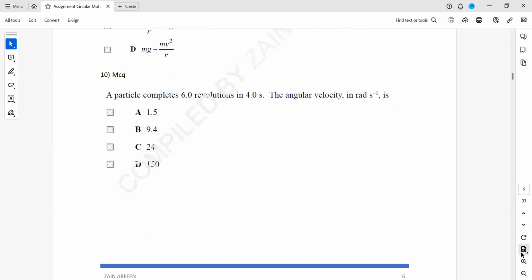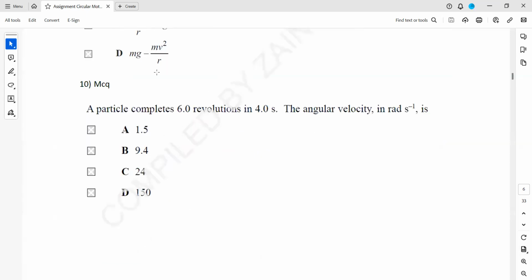In question 10, a particle completes 6 revolutions in 6 seconds. The angular velocity, so we need omega. Omega is equal to theta divided by t. So 6 revolutions multiplied by 2 pi divided by 4. That will be equal to 9.4. So B will be the right answer.